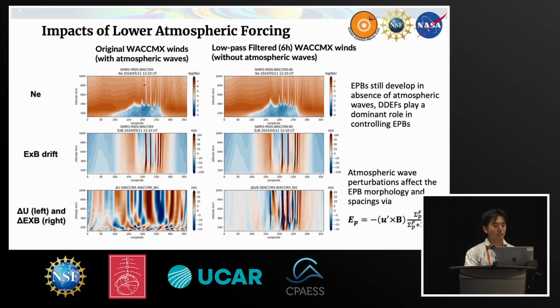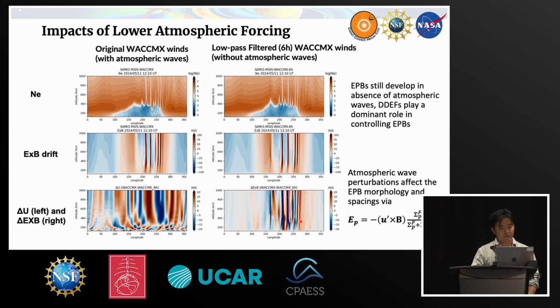So again, we use the original WACCM-X wind. This is the original simulation. In the right panel, we use the post-processed winds. That means we use a low-pass filter to remove all perturbations from below, including the large-scale wave structure, large-scale TIDs and solar terminator waves. Interestingly, in this electron density you can still see bubbles. The middle panel shows the vertical E cross B drift, and the bottom panel shows the difference between the WACCM-X winds and the post-processed winds, and the difference of the E cross B drift.